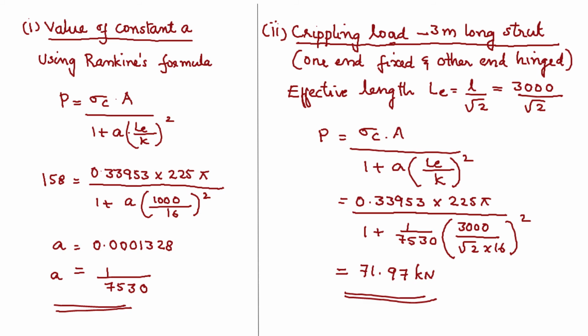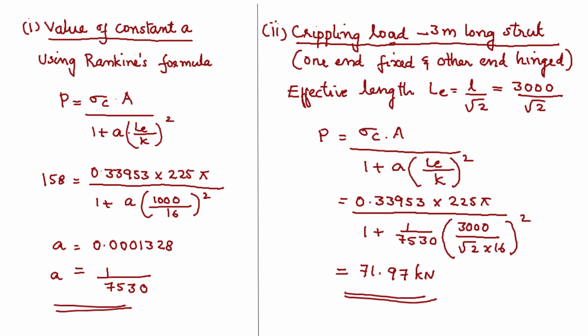In the second part, we are asked to find out the crippling load when it is used as a 3 meter long stud with one end fixed and the other end hinged. Then the effective length for that particular setup, that is L by root 2, is 3000 by root 2. Then we can substitute all the values.